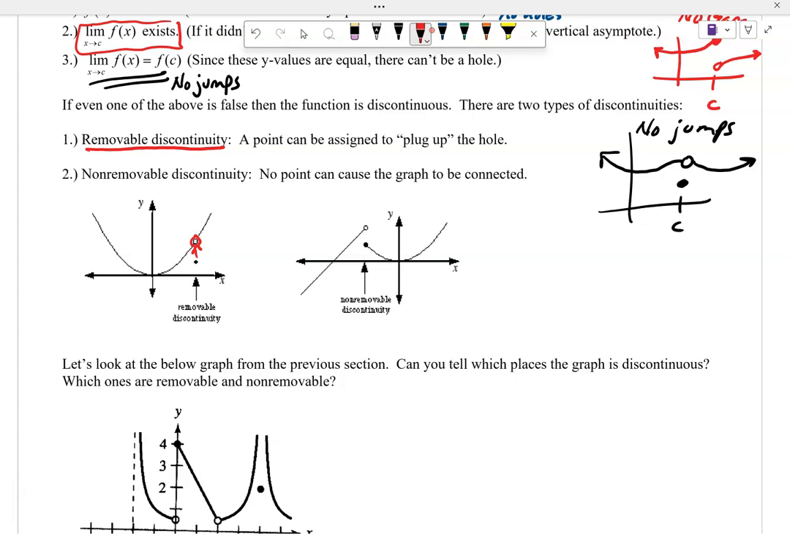Number two, a non-removable discontinuity over here. That's where you can't, right? You've got that gap there. There's no way that you can make that graph be connected, right? You can't just plug it in and now it's continuous and I can draw it without lifting my pencil. You see the problem there? So again, that's a non-removable discontinuity. No way to fix it and connect it.